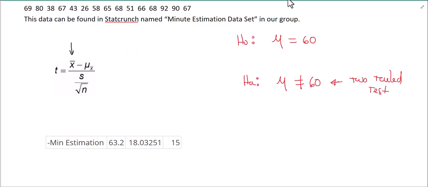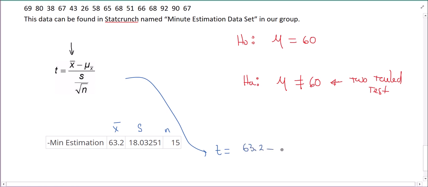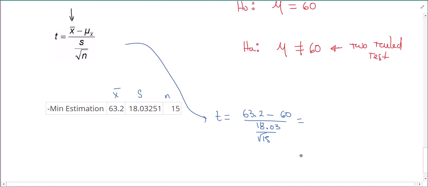All right, so now that we have this, we can find our t statistic. t is equal to x bar, which is this, and then this is our s, and that's our n. So 63.2 minus the mean, which is 60, over s, 18.03, over the square root of n, so the square root of 15. And then this will be our t, so what do we get? Which I get 0.68.